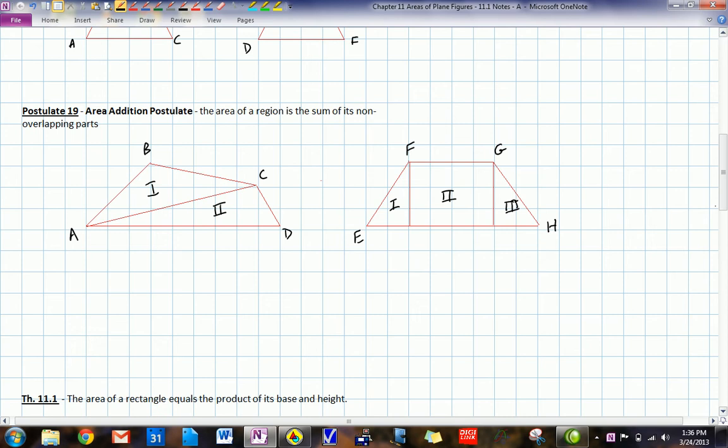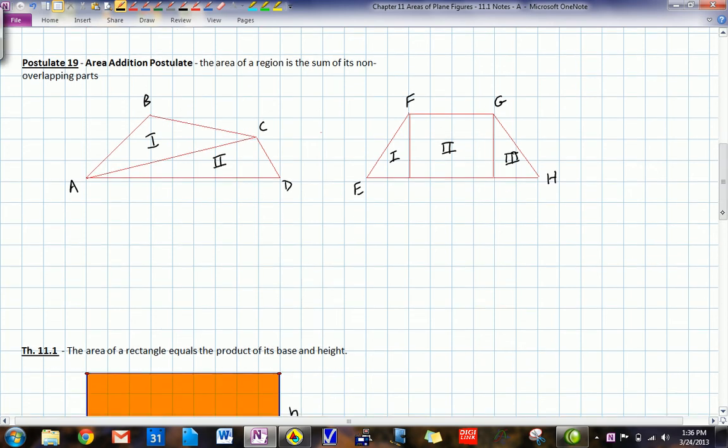The area of that quadrilateral, therefore, would be the sum of the area of region 1 plus the area of region 2. The same is true for the trapezoid on the right. I've drawn a trapezoid. We could find the area of that trapezoid by dividing it into a triangle, a rectangle, and another triangle. So if I want to find the area of that trapezoid, I could add up the 3 regions, 1, 2, and 3, and that would give me the total area of the trapezoid. Later in this chapter, we'll actually have a formula for the area of a trapezoid. But right now, we can do it using this Postulate 19.